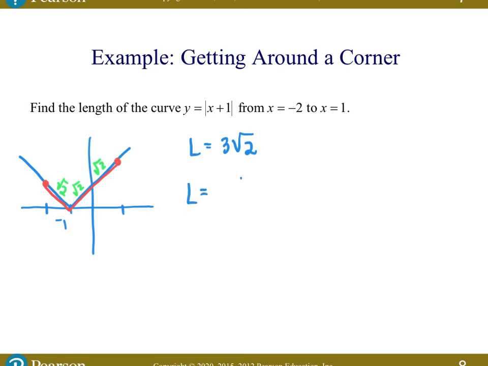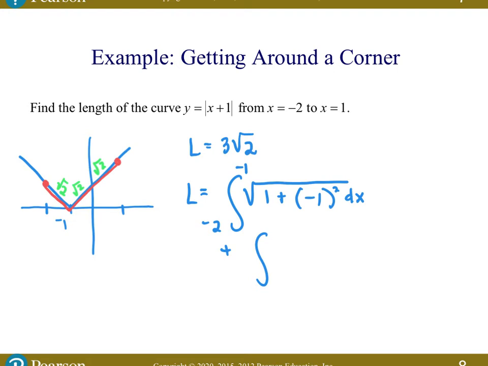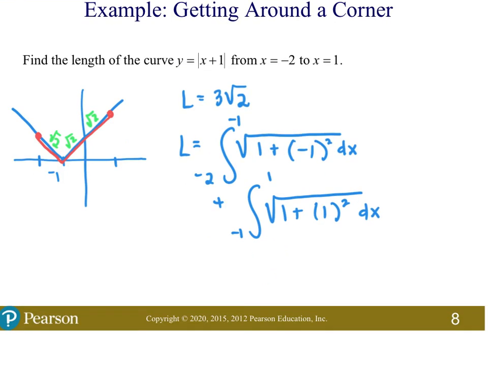The other way you would set this up is just to break it up into chunks. You would go from -2 to -1, and you would integrate the square root of 1 plus the derivative. Now the derivative of the absolute value on this section has a slope that is negative, so the slope is -1 squared dx. Plus the integral from -1 to +1 of the square root of 1 plus, and then the slope is 1 this time, dx. And so this confirms what we had geometrically.